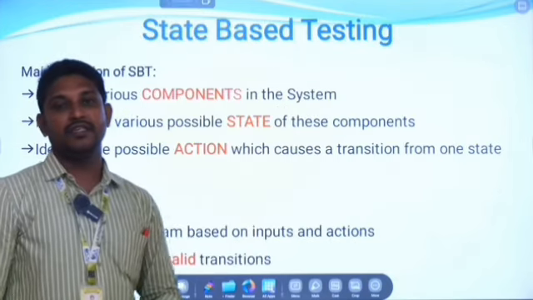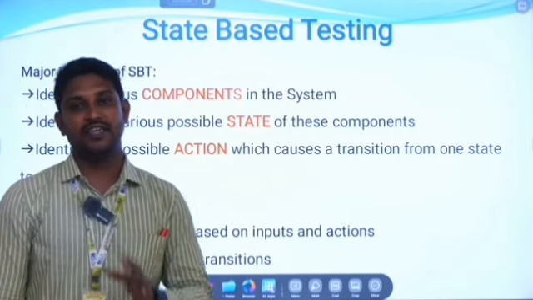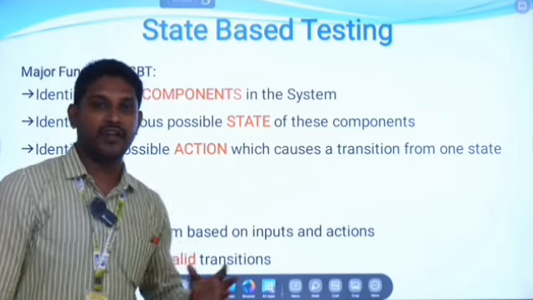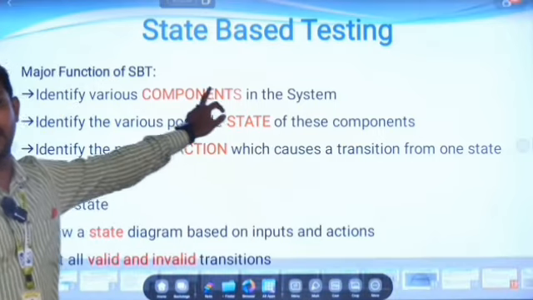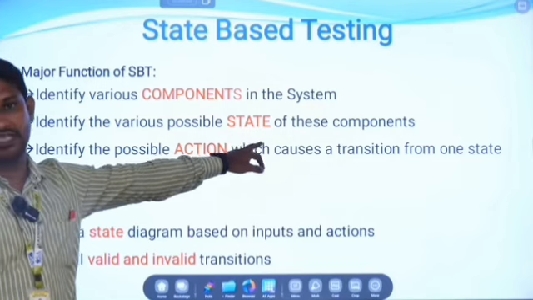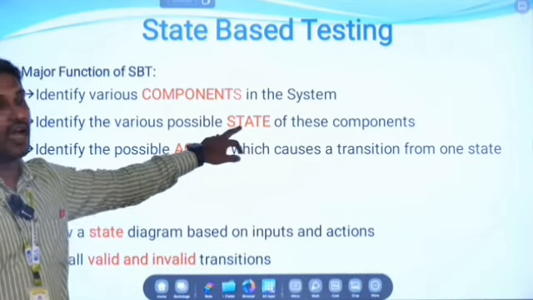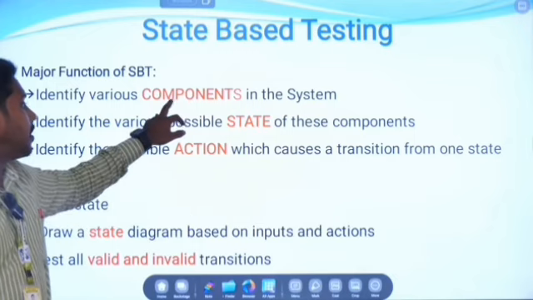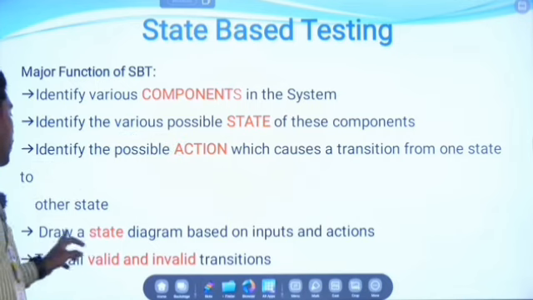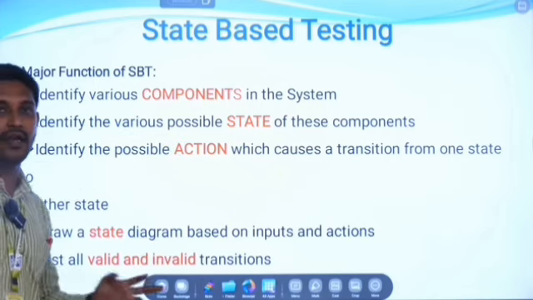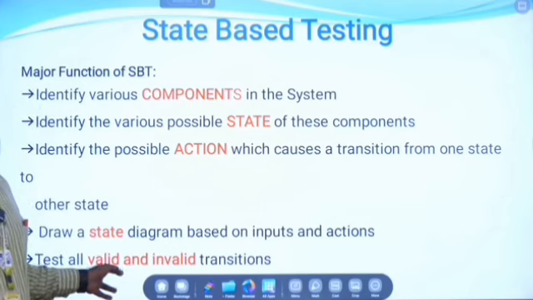Next type, state-based testing. In state-based testing, first we are going to identify the components for each and every system. After identifying the components, we are going to identify the possible states for each and every component. After identifying the possible states, we are going to find the possible actions for each and every state. With the help of these three parts, we are going to draw a state-based diagram. After the diagram is drawn, we are going to test the valid and invalid test conditions.